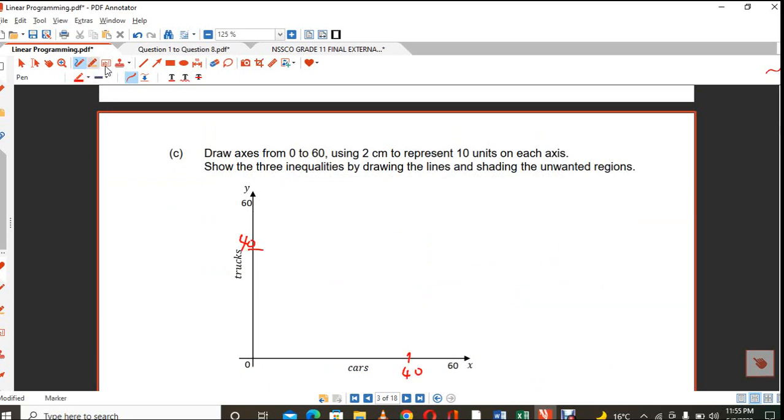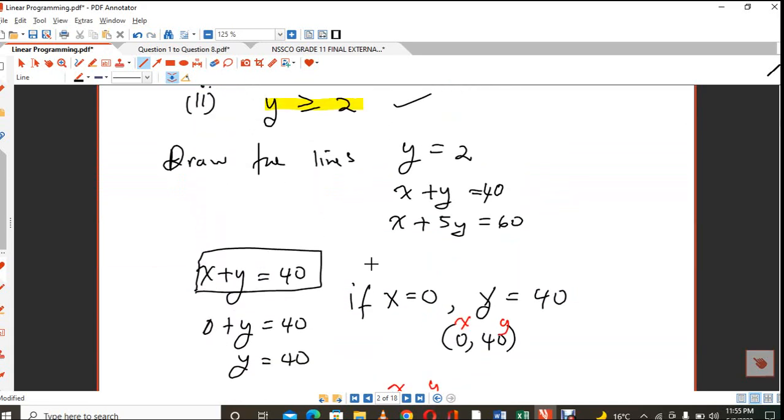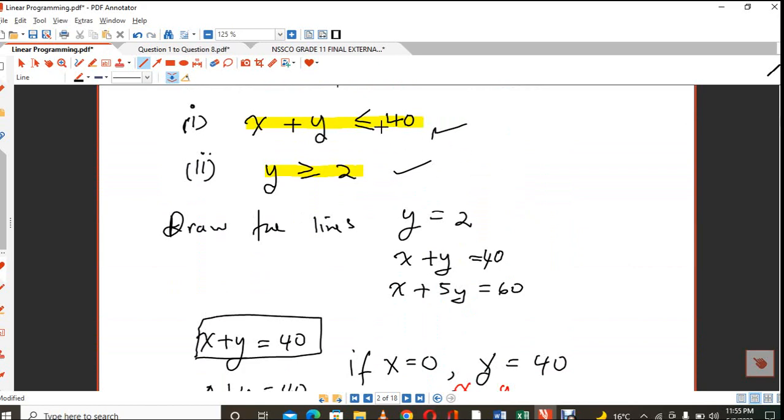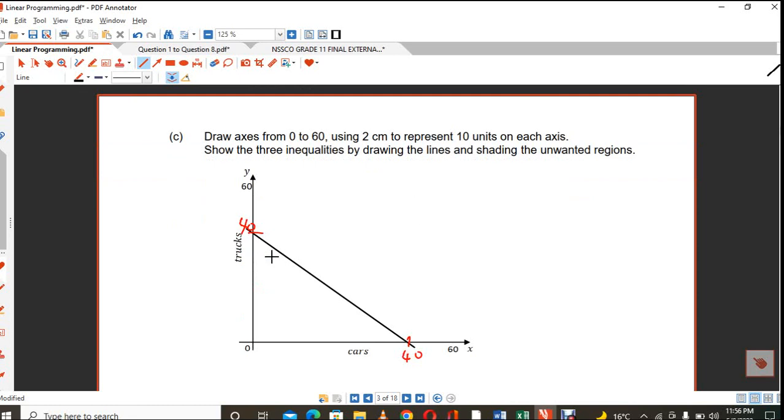Then I'll simply take my ruler, and it has to be a solid line, and you just join. So let's just remove that line. We have a solid line. You just join it, then you have that line there. Another thing, the inequality says x plus y should be less than or equal to 40. So the wanted region is below. So when you are starting to shade, you are going to shade everything that is above that.